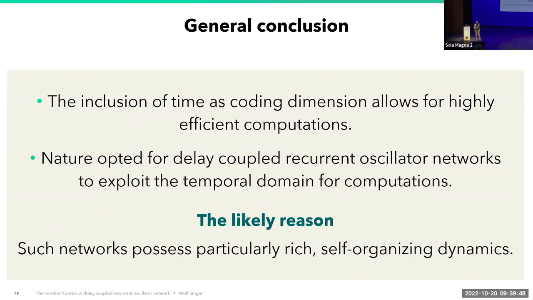So a general conclusion so far is that the inclusion of time as coding dimension allows for highly efficient computations, and that nature apparently opted for delay-coupled recurrent oscillator networks to exploit the temporal domain for computations. And the likely reason is that such networks possess particularly rich self-organizing dynamics. You wouldn't get this with nodes that do not oscillate, that simply integrate.